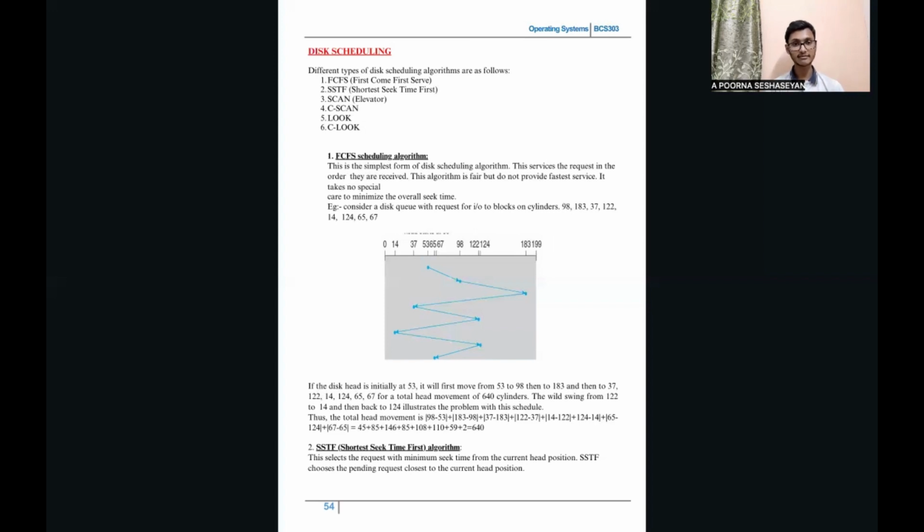Whereas in FCFS, whatever block comes first, it will process. But SSTF is the same as SJF scheduling. Whatever disk request is very closest will be processed. So let us see the graph of it.